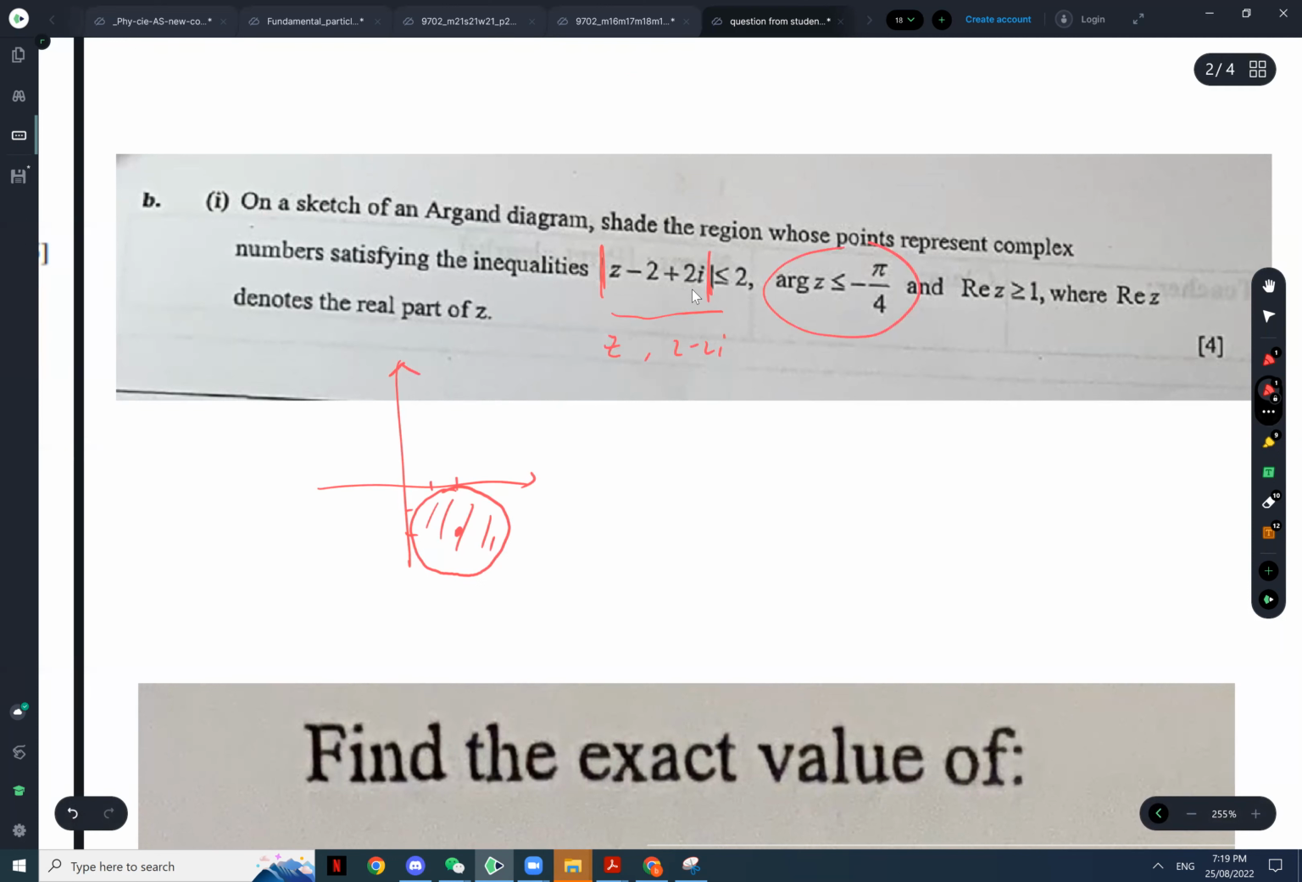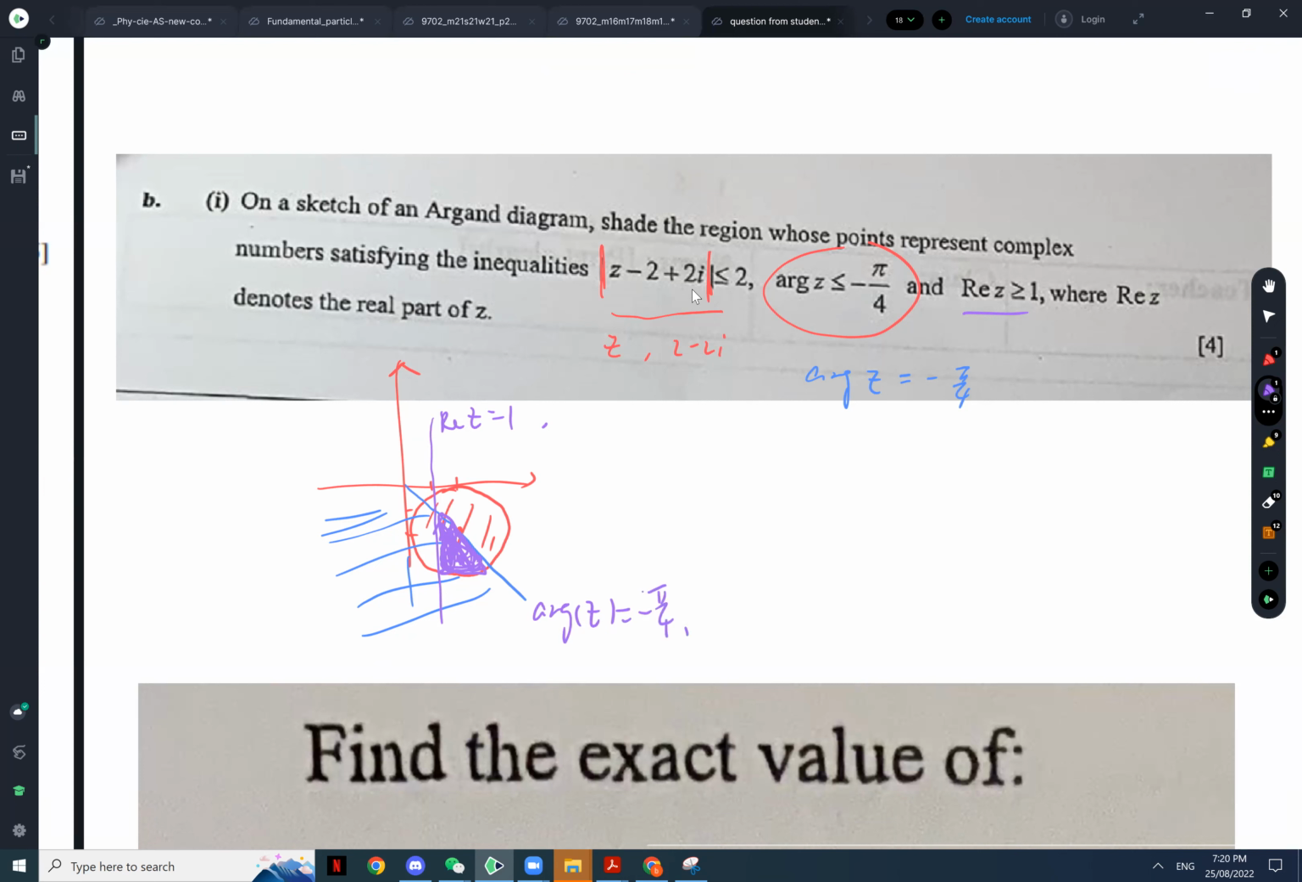Here, argument equals negative quarter pi. That will be this one, but less. We have here the argument, and the real part bigger than one. That will be here. So the part we need is just this. Guys, this is the real part equals one. This is the argument equals negative quarter pi. Okay? That's it.